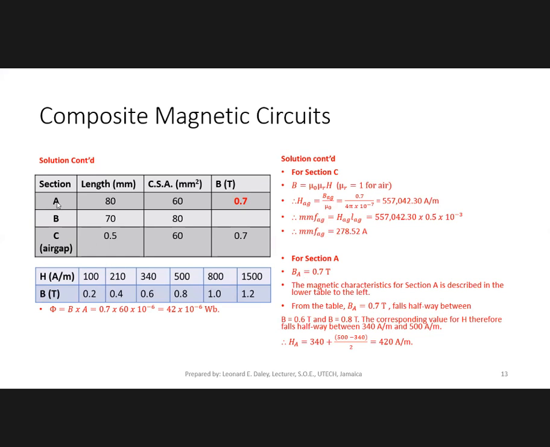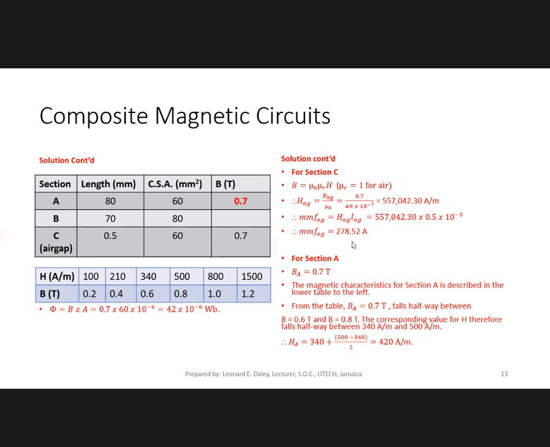All right, let's go to section A now. The flux density, as we had deduced before, is 0.7, since section C and section A have the same cross-sectional area. Now we have to use the magnet for section A. They told you that the table represented its magnetic characteristics, so we have to use data in the table now. The magnetic characteristics for section A are described in this table.